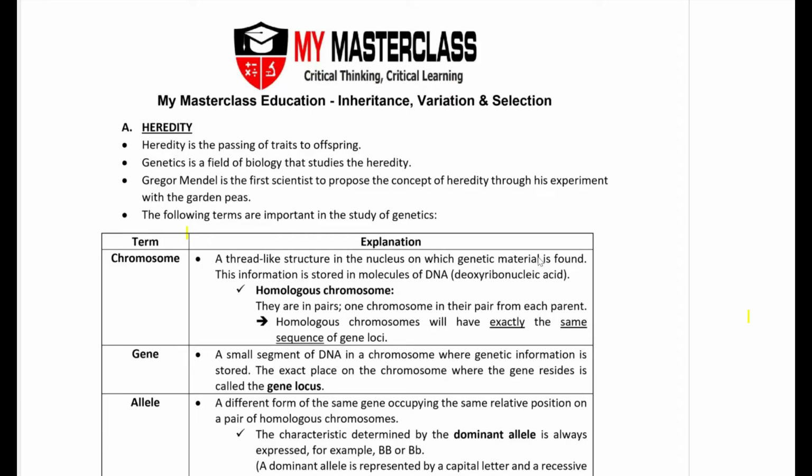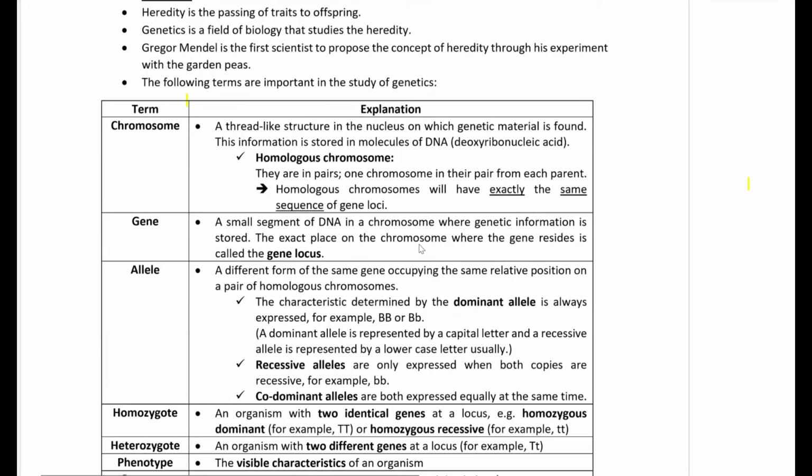Hi students, today we are going to look at the topic on inheritance, variation and selection. Inheritance, or heredity, is essentially passing on genetic information or traits to offspring. Gregor Mendel was the first scientist who studied peas and proposed the concept of heredity. A few terms that you will have to know.